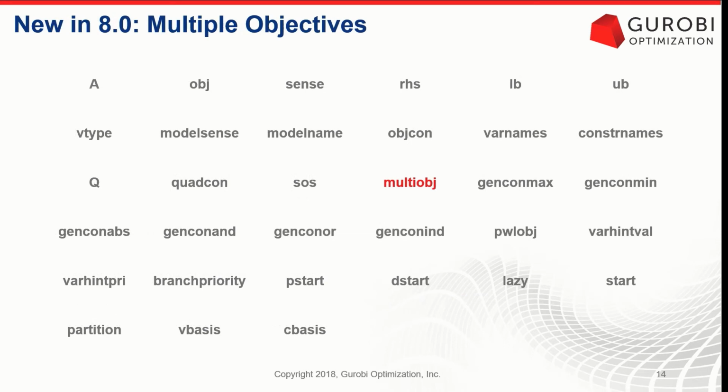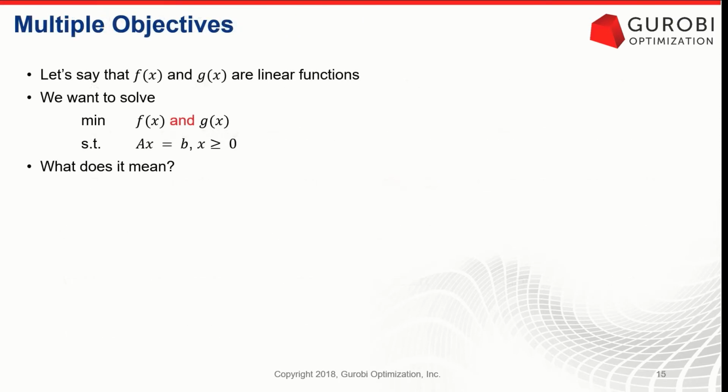We move on to multiple objectives. Here, the first challenge is to understand what it actually means to have multiple objectives for the same problem. In order to give names to things, let's say that f of x and g of x are linear functions. And now we consider the hypothetical optimization problem: minimize f of x and g of x, subject to Ax = b and x non-negative. So what could the AND potentially mean?